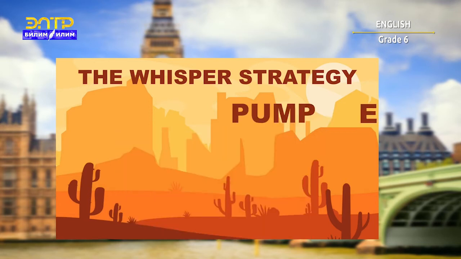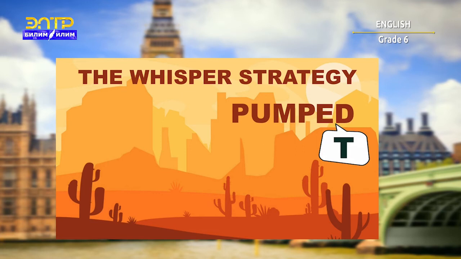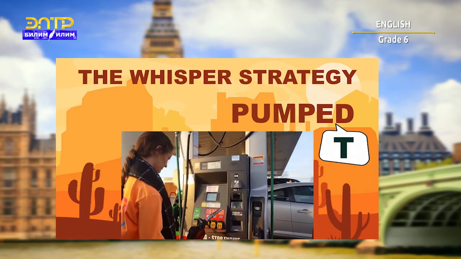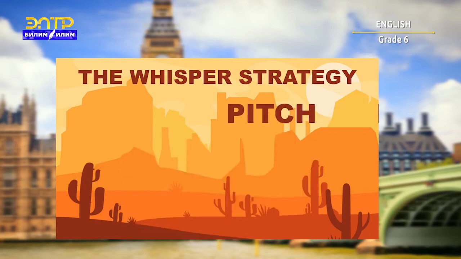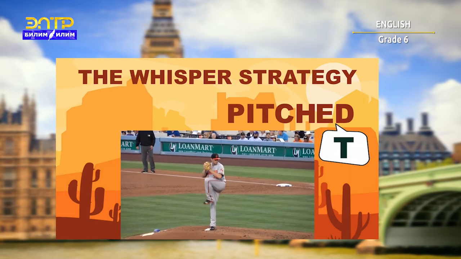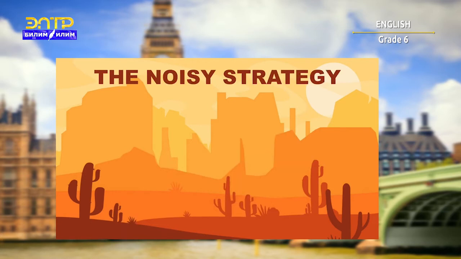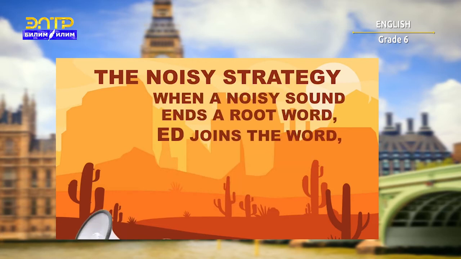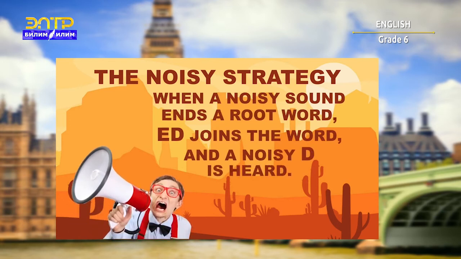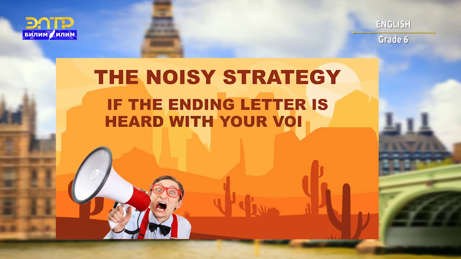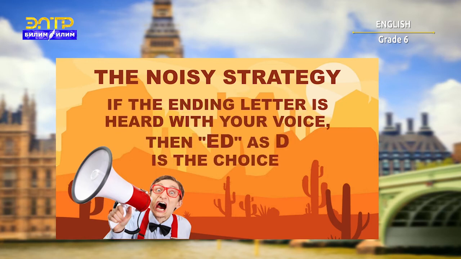Pump, pumped. ED makes the t sound. Pitch, pitched. ED makes the t sound. The noisy strategy. When a noisy sound ends a root word, ed joins the word and a noisy d is heard. If the ending letter is heard with your voice, then ed as d is the choice.